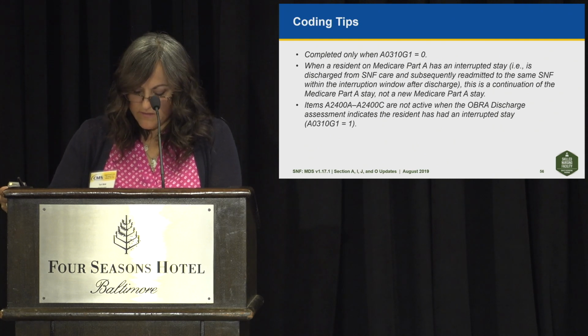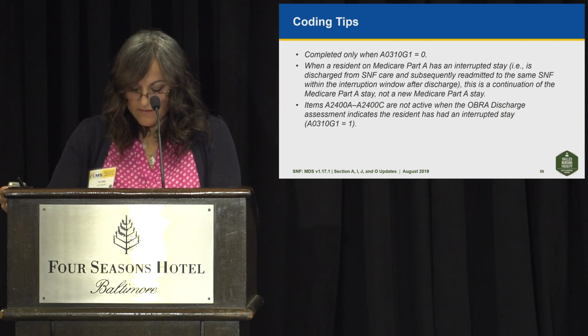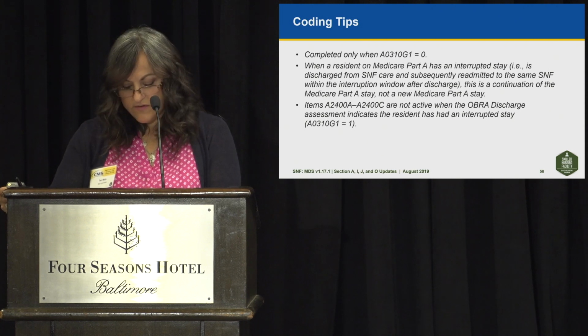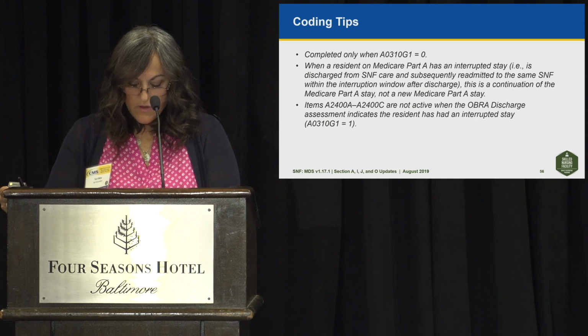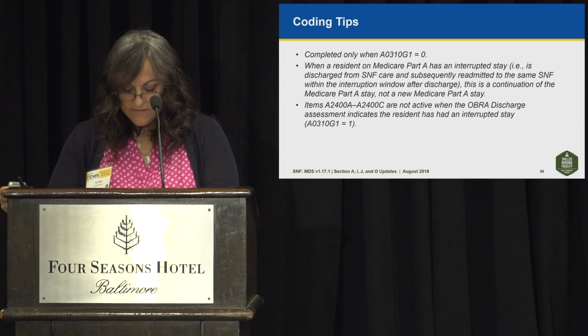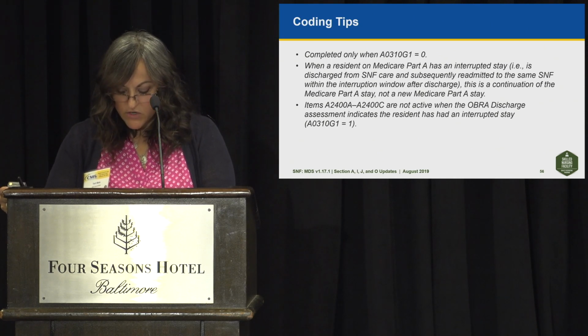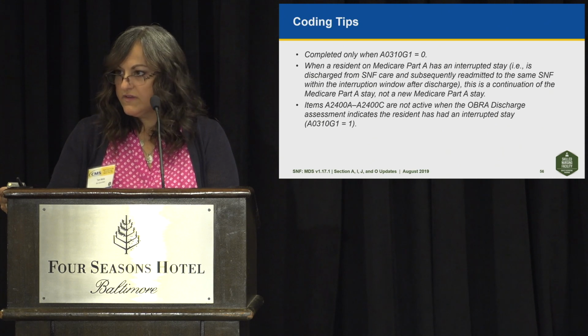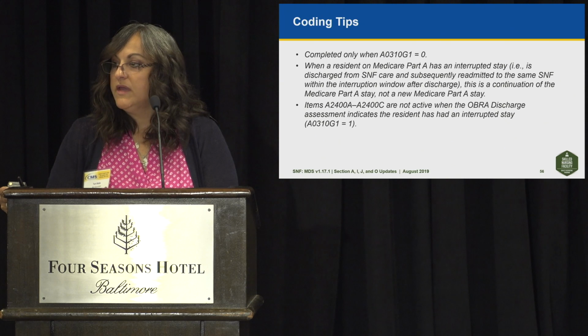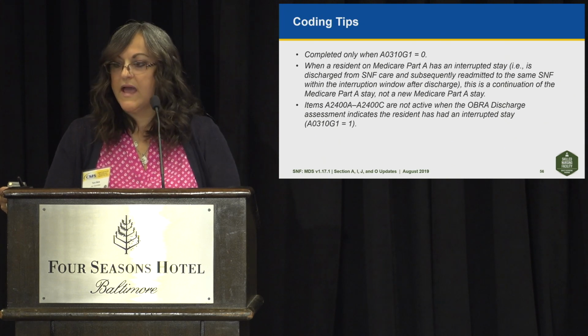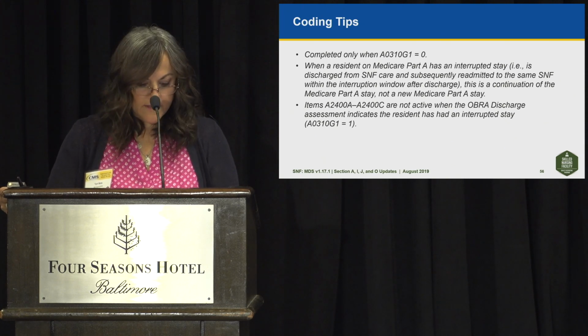And that's because when there is an interrupted stay, the subsequent stay is considered a continuation of the Medicare Part A stay. So it's not a new Part A stay. When the over-discharge assessment indicates that an interrupted stay has occurred, that is if A0310G equals 1, items A2400A through A2400C are inactive. You won't see them active on your item set.